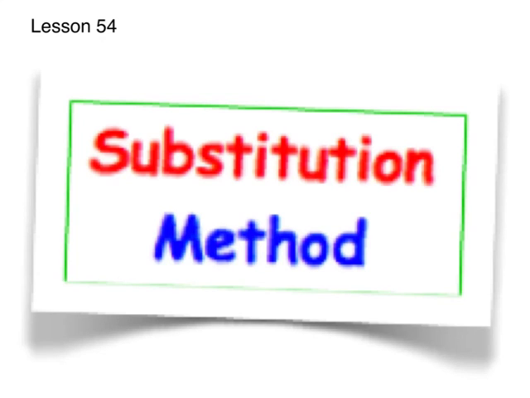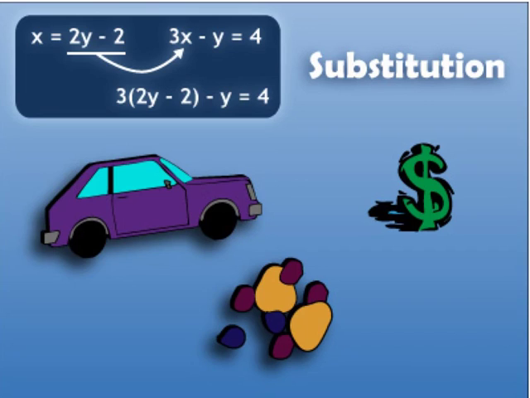Welcome to Lesson 54 of Saxon's Algebra 1 3rd edition. This lesson is going to be on solving equations using the substitution method. Substitution means you put one thing in the place of another, and that's exactly what we're going to be doing in these equations.